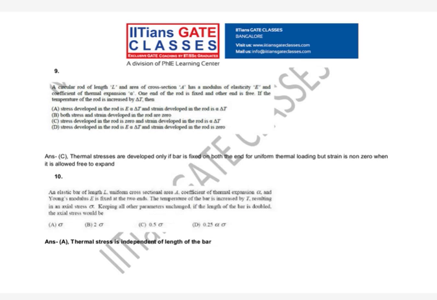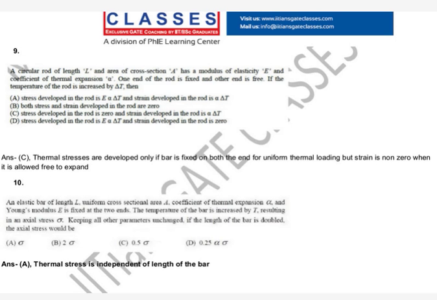Now let's see problem number 9. What is problem number 9? A circular rod of length L and area of cross section A has modulus of elasticity E and coefficient of thermal expansion alpha. One end of the rod is fixed, the other end is free. If the temperature of the rod is increased by delta T.